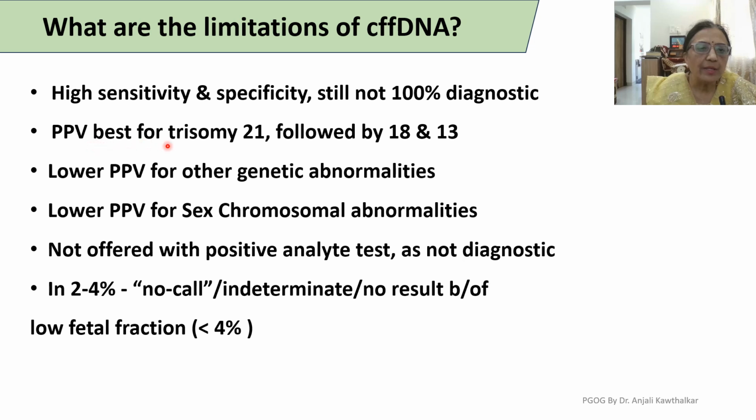Positive predictive value is best for trisomy 21, whereas it is comparatively less for trisomy 18 or trisomy 13. It is lower for other genetic abnormalities. Apart from these three, if you test for other genetic abnormalities, the positive predictive value keeps on reducing, because the positive predictive value also depends on the prevalence of that condition in the general population. For sex chromosome abnormalities also, the positive predictive value with this test is lower.